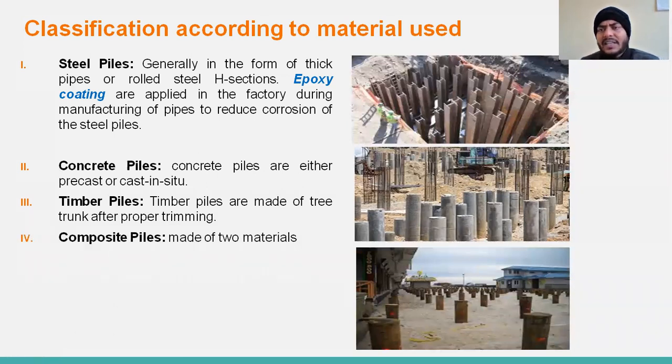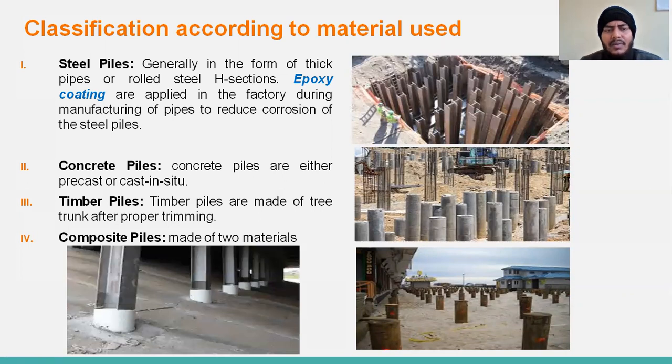Composite piles are made of two materials, as you can see in the figure. It is very difficult to provide, but in some cases we are required to design a composite pile. So what is the difficulty in this composite pile? Providing a good joint between two dissimilar materials is very difficult. The bottom one can be concrete and the top one steel, or the bottom one concrete and the top one timber. It is like that.